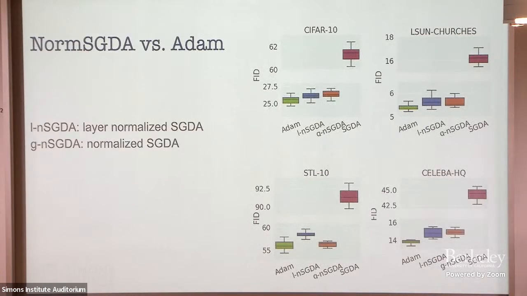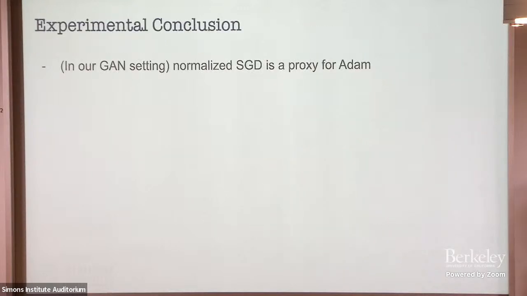We took the previous plot that was a bit unfortunate, and we added layer-wise normalized SGDA and normalized SGDA where we normalize across all the parameters, sorry. And what we get is that, within error bars, we are able to match the performance of Adam by just using this mini batch normalization step. So the experimental conclusion is that normalized SGD is a proxy for Adam, or actually I prefer that Adam is a proxy for normalized SGD, and this can be an explanation of why it works well for GANs.